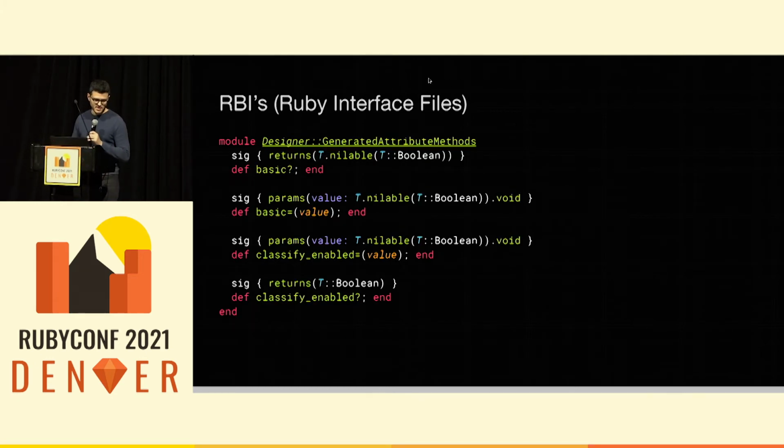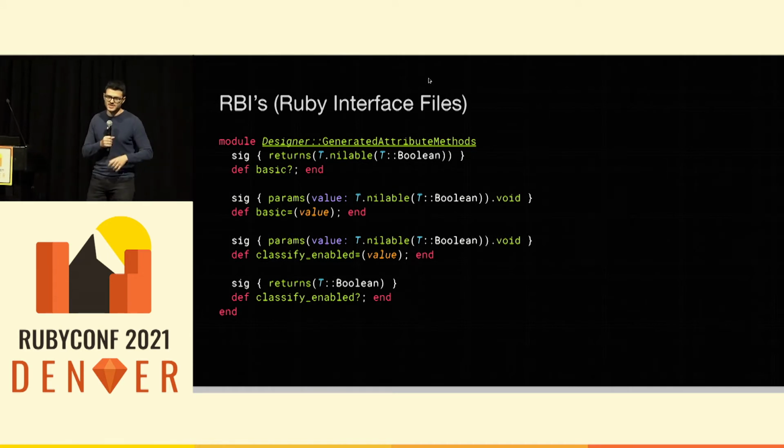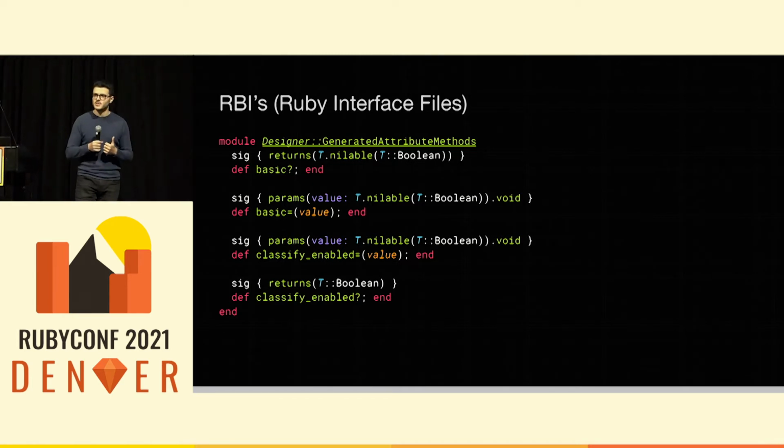There we go. And this RBI is a little more interesting. This designer here is actually an Active Record model that we use. It was generated by a gem called Sorbet Rails, which I'll mention a little later. But it's a similar idea.